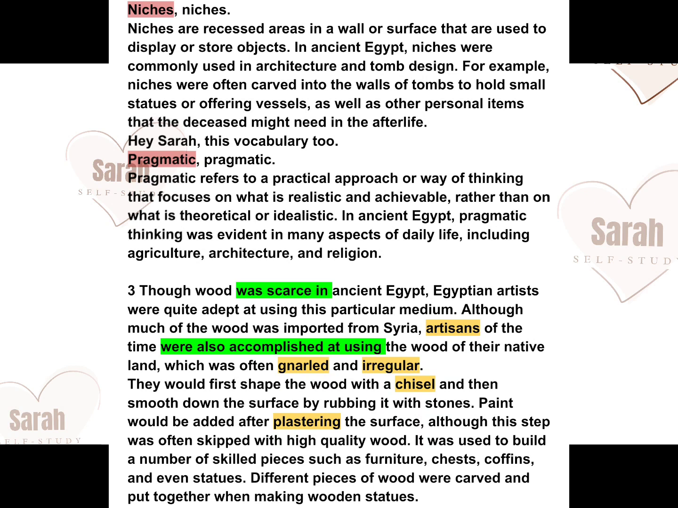Hey Sarah, this vocabulary too. Pragmatic. Pragmatic refers to a practical approach or way of thinking that focuses on what is realistic and achievable, rather than on what is theoretical or idealistic.